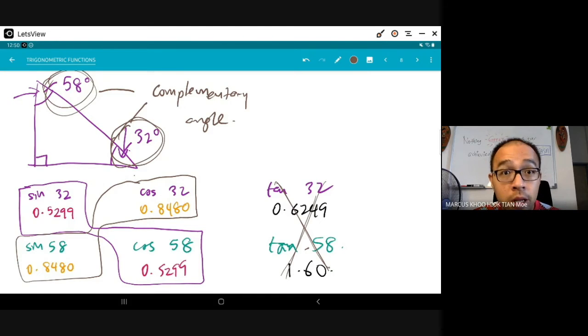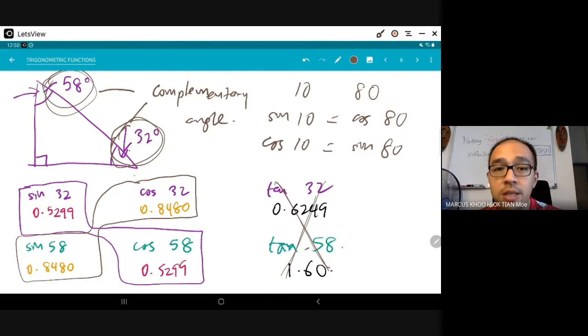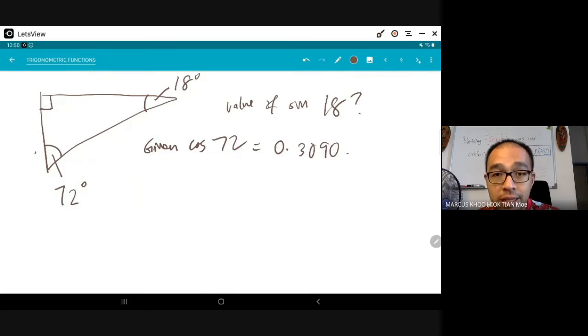And there are many combinations of complementary angles. Okay, 10 and 80. That means sine 10 must equal cos 80. Don't believe, you press the calculator. You get the same answer. Cos 10 equals sine 80. This relationship is very important. If I give you, let's say, a random one lah, 42, balik 42 kan saya selalu pakai, 18 degrees, the complementary angle to 18 degrees will be 72.